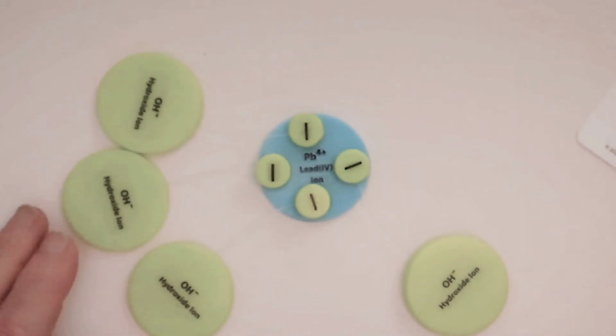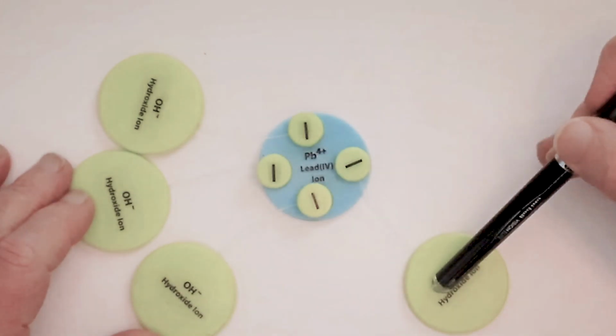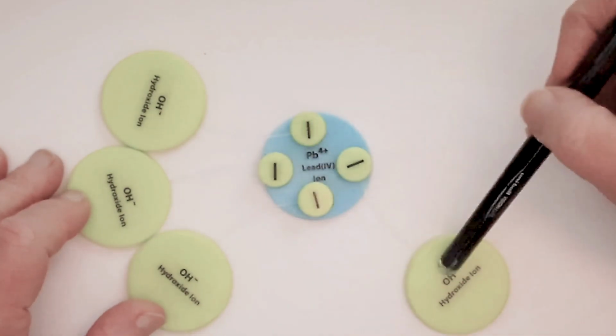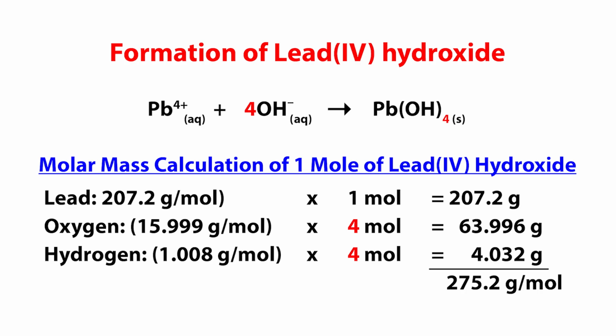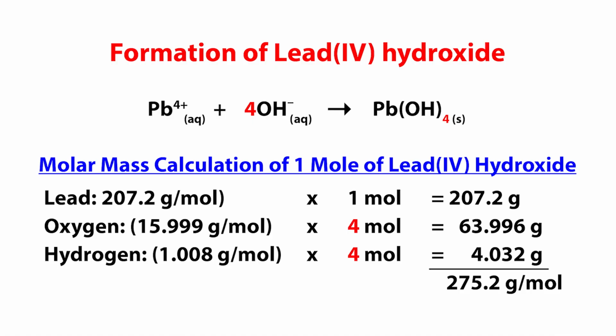So now, if you look at the formula for this thing, you can see that it takes 4 oxygens, 1, 2, 3, 4, and 4 hydrogens, 1, 2, 3, 4. So 1 mole of lead 4 hydroxide has got 4 moles of oxygen at 15.99 grams each per mole, and you multiply that times 4 to give you your total of 63.996, and the hydrogens have got 1, 2, 3, 4 times 4 to give you 4.032 grams, and you add all that together and you come up with a whopping total of 275.2 grams per mole. Lead's heavy.